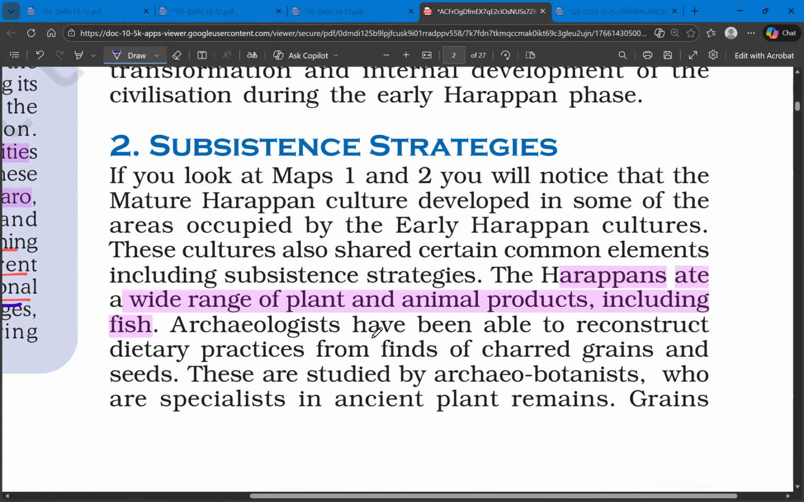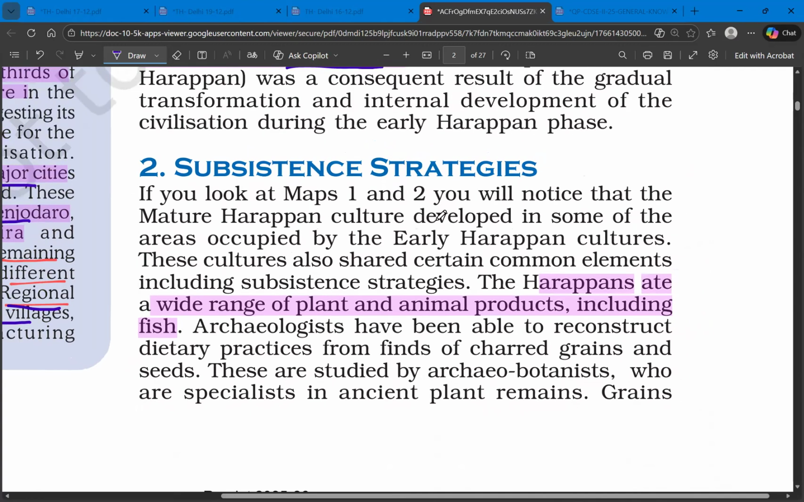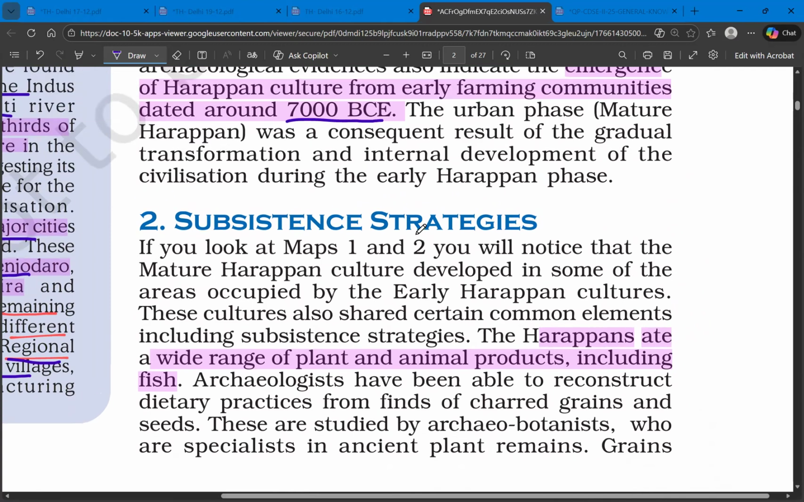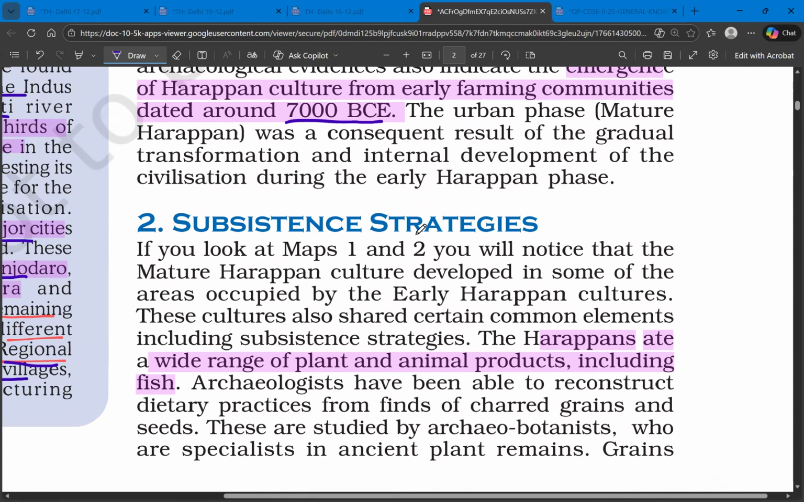The next one, subsistence strategies. In any civilization, as it grows, it has been proven in many cases that it starts from subsistence and then focuses on profits. If you look at maps 1 and 2, you will notice that the mature Harappan culture developed in some of the areas occupied by the early Harappan cultures. So mature Harappan culture developed on the same land occupied by early Harappan cultures. These cultures also shared certain common elements, including subsistence strategies.